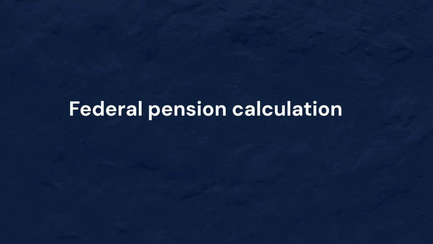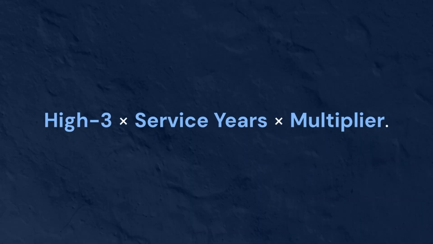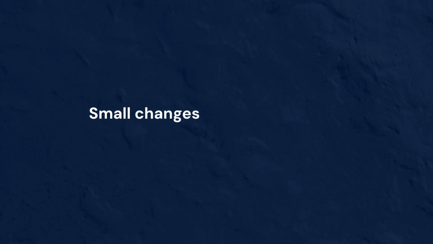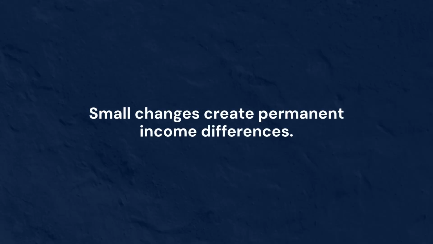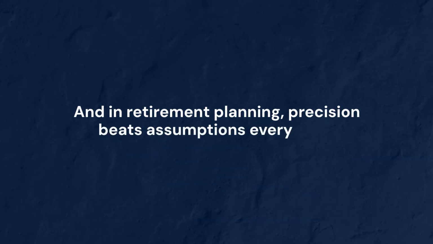Federal pension calculation is straightforward. High 3 times service years times multiplier. Small changes create permanent income differences. And in retirement planning, precision beats assumptions every time.